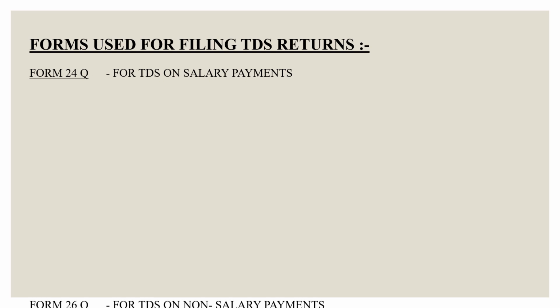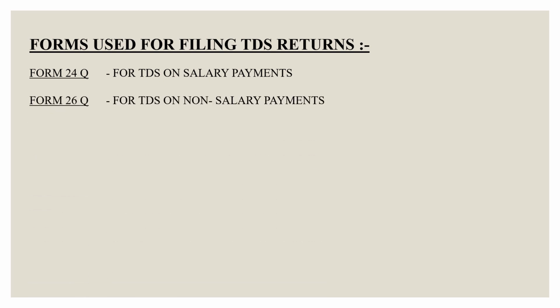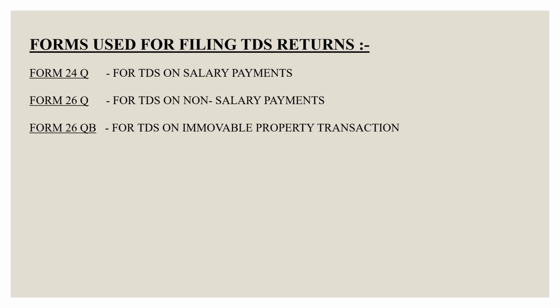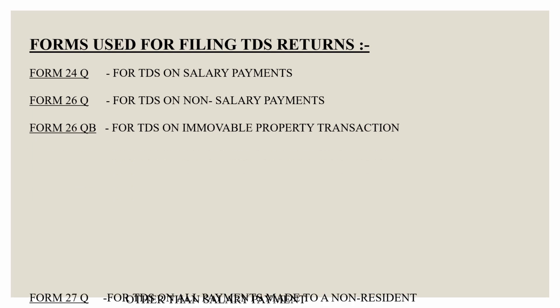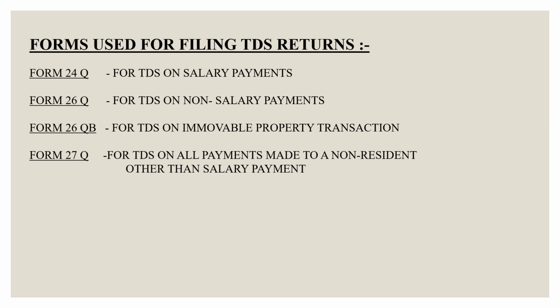Forms used for filing TDS returns. Form 24Q, for TDS on salary payments. Form 26Q, for TDS on non-salary payments. Form 26QB, for TDS on immovable property transactions. Form 27Q, for TDS on all payments made to a non-resident, other than salary payment.